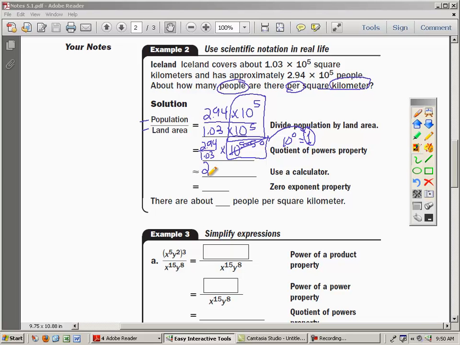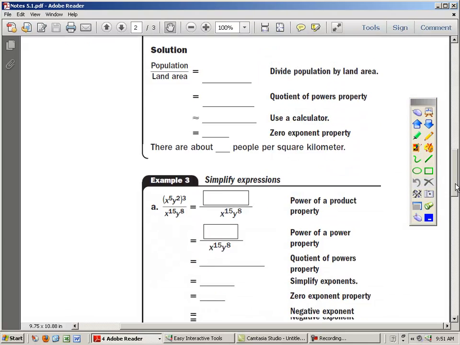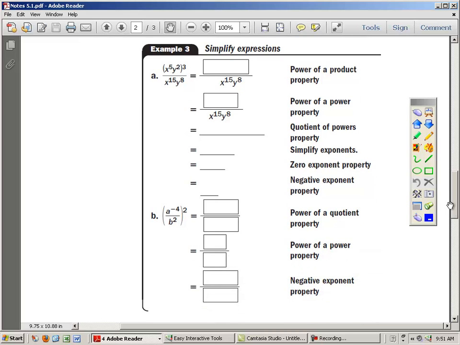Using a calculator, we get 2.85, times 10 to the 0 power, which is the same thing as 1. 2.85 times 1 is 2.85. And so basically it says there are about 2.85 people per square kilometer in Iceland. Obviously not a very densely populated area.